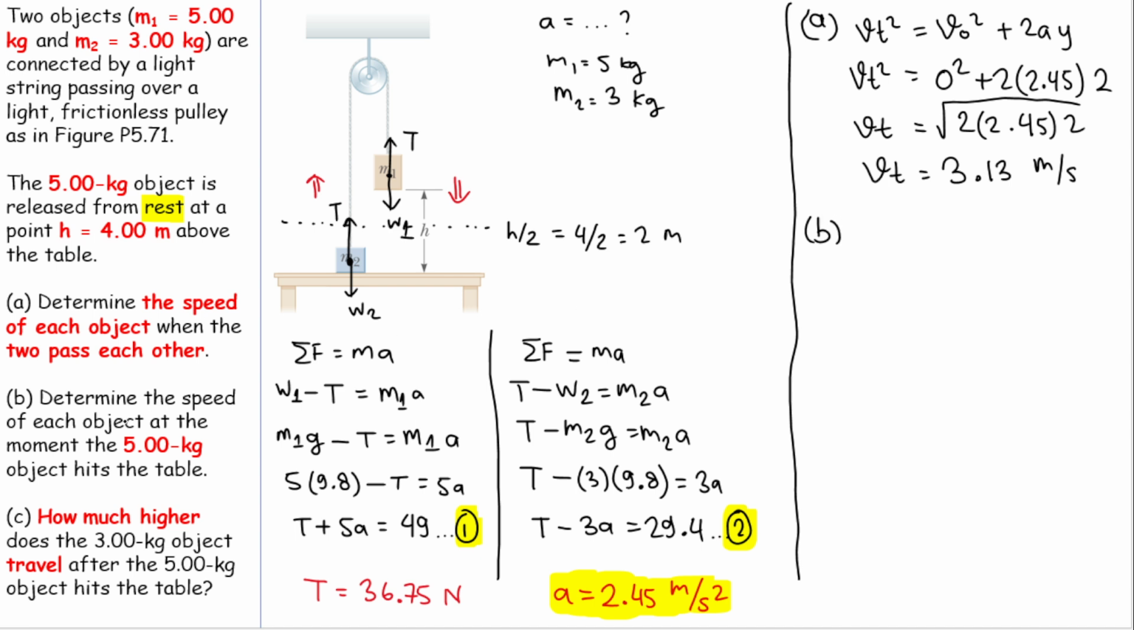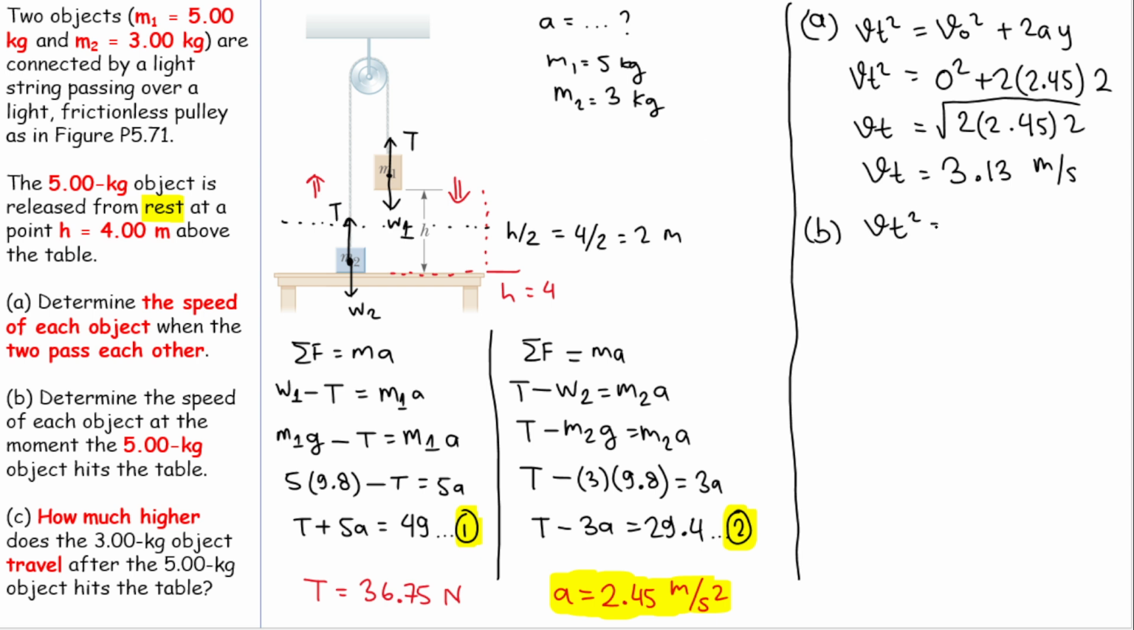Determine the speed of each object at the moment the 5 kilogram object hits the table. Okay, so it goes the full length here until here. So I will have the displacement from here, that will be h, right? Full h, and that will equal 4 meter. And we can just repeat this with this y changed into 4 meter, right? And let's do exactly that.